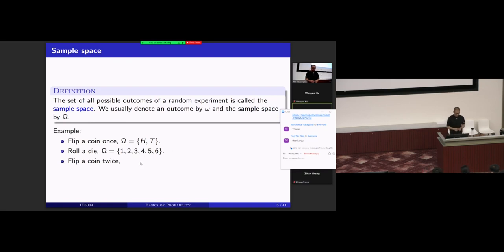And it's possible that we flip this coin not just once, but this time we flip it twice. Then the outcome could be like this. The first flip is heads, the second flip is heads, so HH. Where the first one is tails and the second one is heads, TH, and so on, right? So in this way, we have four different outcomes if we flip it twice.